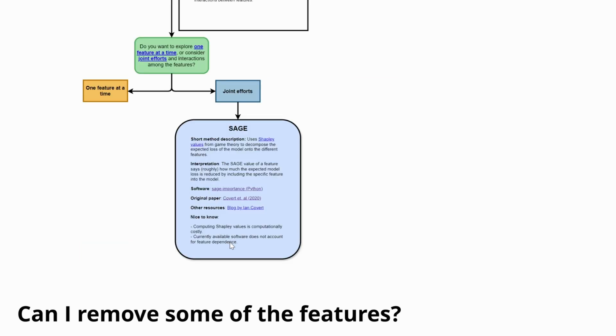We then end up with an explanation method called SAGE. This method is based on Shapley values and decomposes the expected model loss onto its features. As before, brief descriptions, interpretation, links, and nice-to-know notes are provided in the end node.